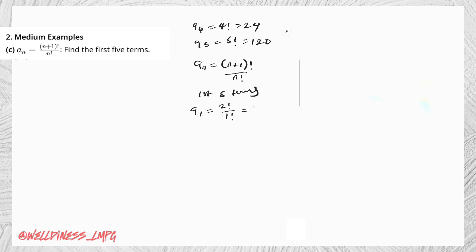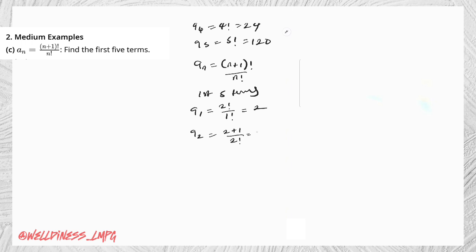So for a_1, you just slot in 1 anywhere you find n, and that will give you 1 plus 1 factorial, which is 2 factorial divided by 1 factorial. So that will be 2 factorial divided by 1 factorial, which is equal to 2 times 1 divided by 1. And 2 divided by 1 will give you 2.